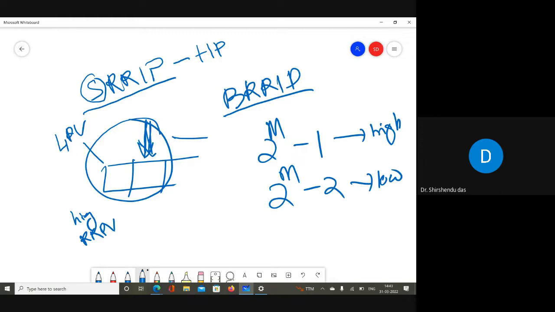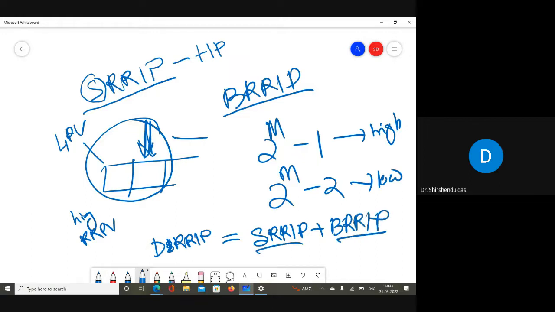And again, they say the same thing here. If you use only BRRIP in your cache, then the performance of cache friendly applications will drop drastically. So that's why they're saying only BRRIP is not a solution. So let us combine. So how to combine? The same thing. They say it is DRRIP, and DRRIP is a combination of SRRIP plus BRRIP.